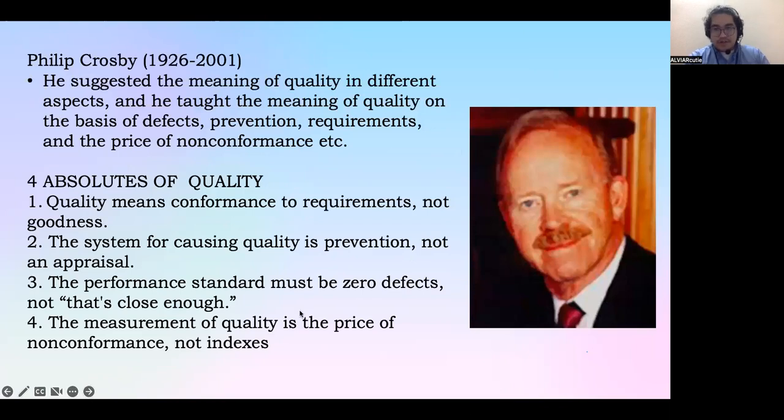So next, the third guru is Philip Crosby. He suggested the meaning of quality in different aspects, and he taught the meaning of quality on the basis of defects, prevention, requirements, and the price of nonconformance, etc. There are 4 absolutes of quality according to Philip Crosby. Number 1, quality means conformance to requirements, not goodness. So, ang higpit niya, no? Requirements, not goodness. So, second is the system for causing quality is prevention, not appraisal.